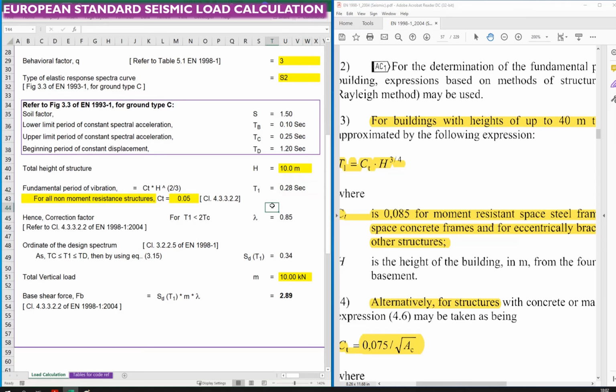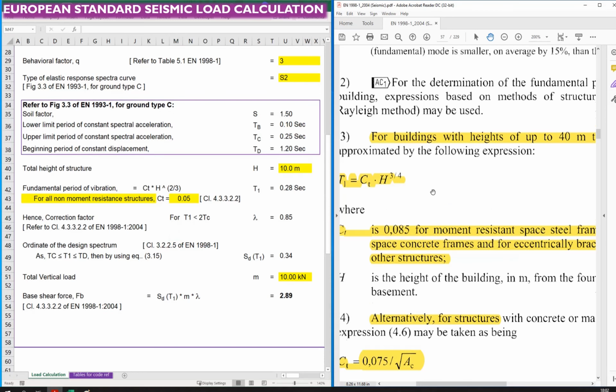Next one is correlation factor. For that we need to refer clause 4.3.3.2.2, page number same 57.